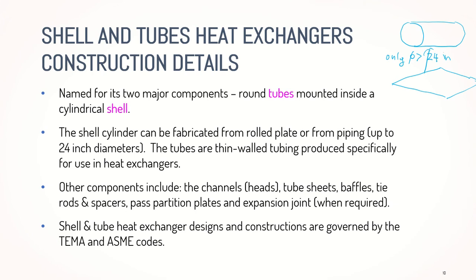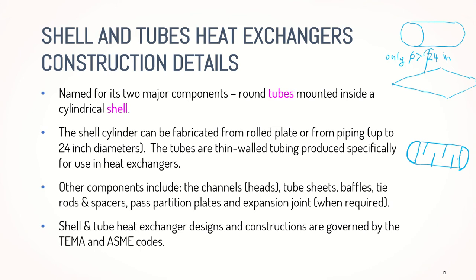And other components include the channel. So for example, if we have something like this would be the heat exchanger. So this would be our shell, and this would be our channel. So this is channel, and also we're going to have tube sheet. So tube sheet here, baffles, as you can see previously. So this is baffles. Tie rods, I'm going to show you later on. We cannot really show it to you here. And spacers, plus partition plates and expansion joints. So I'm going to show you later on with the pictures.